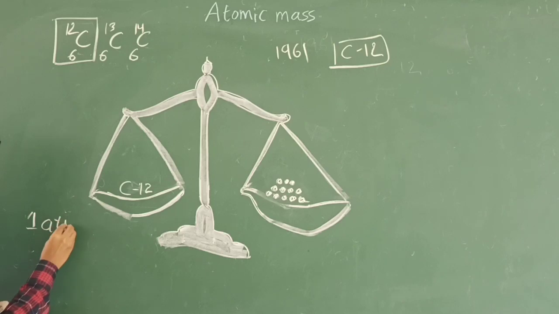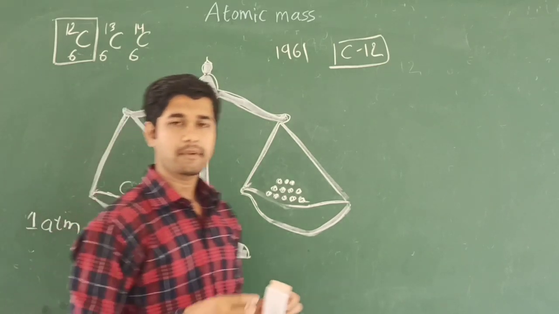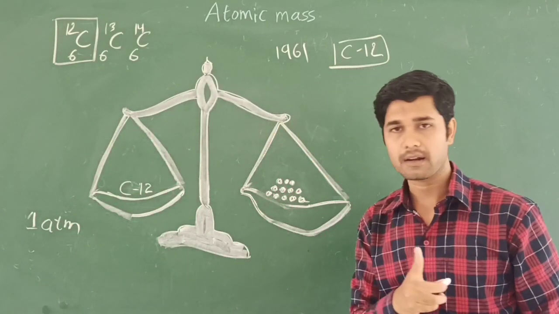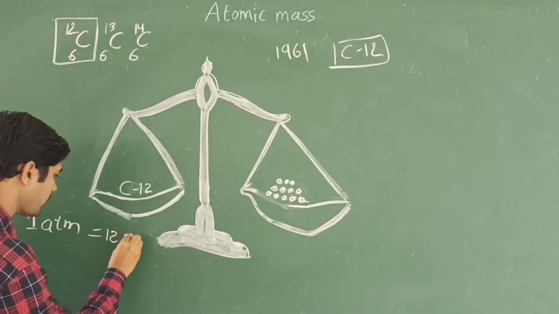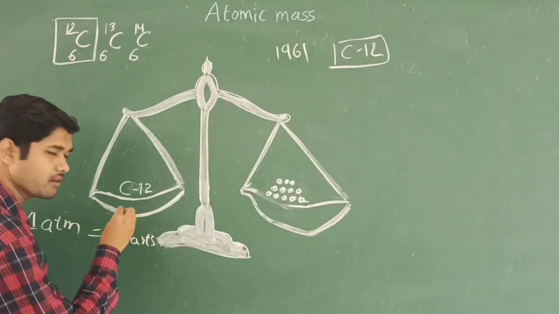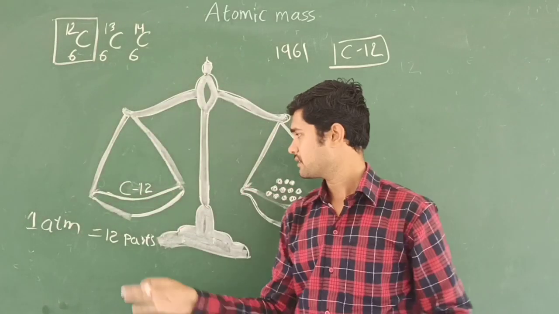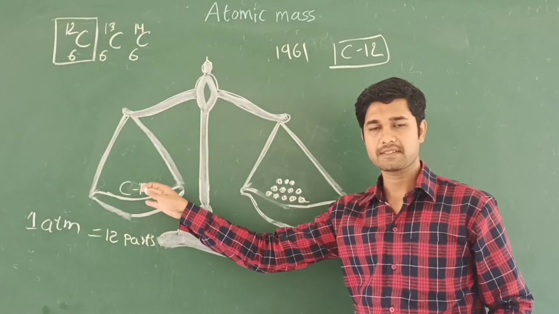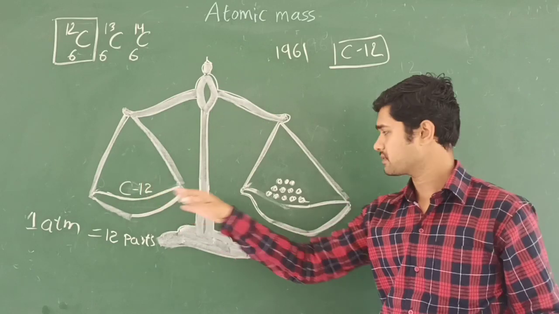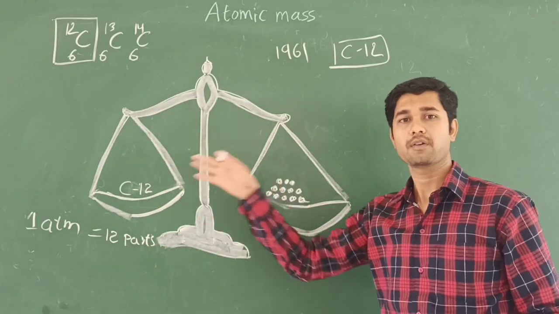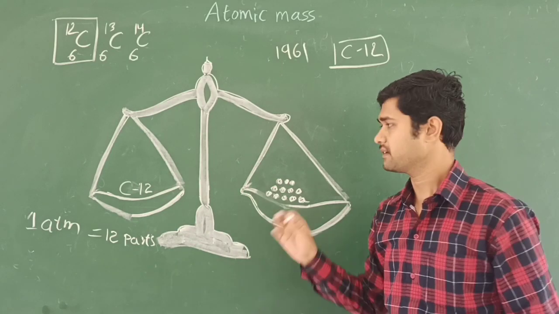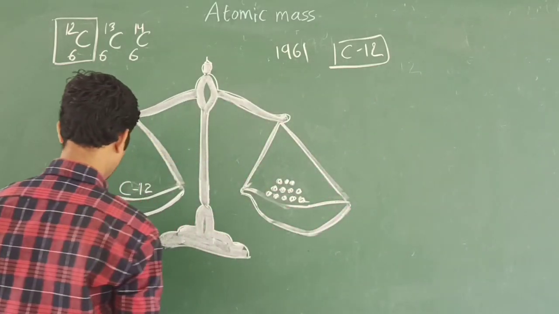So now I am going to say that one carbon atom is equal to 12 parts. One atom of carbon contains 12 atomic mass, so that is equal to 12 parts of its own element, I mean 12 units of its own element. Okay, now I am going to take one example.